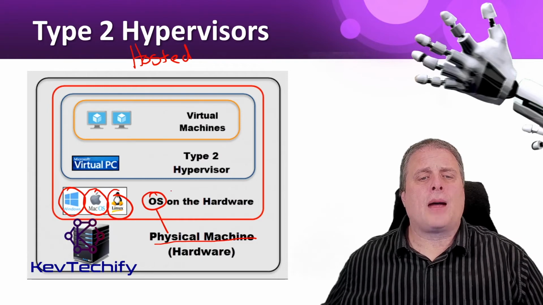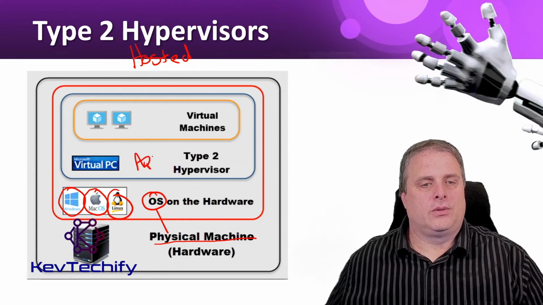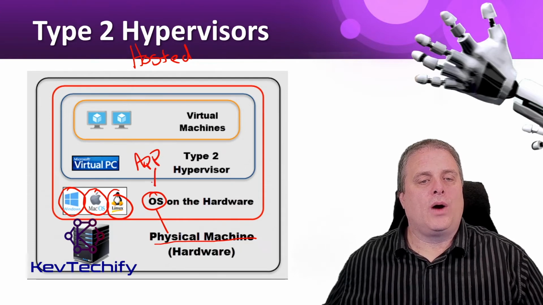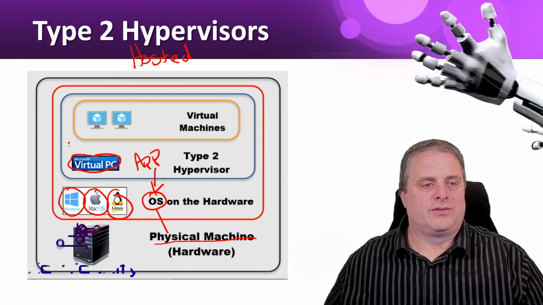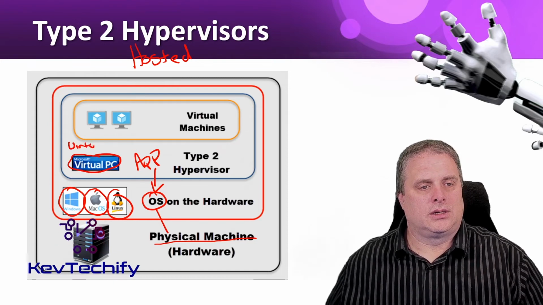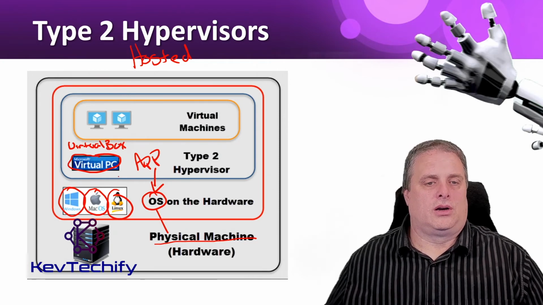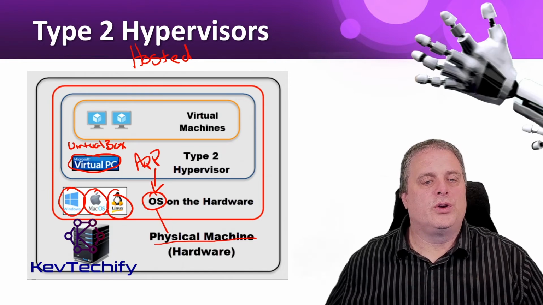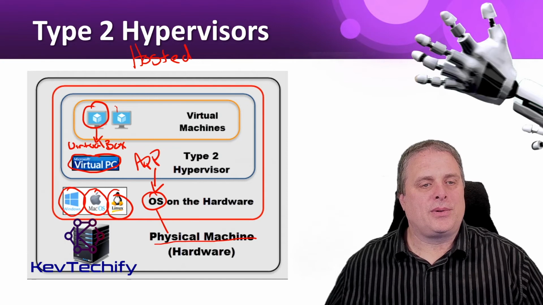Then, once you have your operating system here, we install an app on top of the OS. We can use Virtual PC. There's VirtualBox, and several other virtualization software you can install on top of the operating system. Once you have this Type 2 hosted hypervisor, you can install VMs on top of that software.